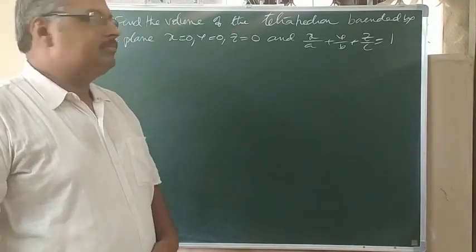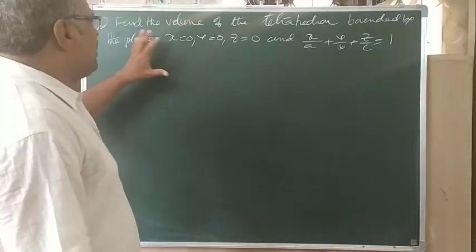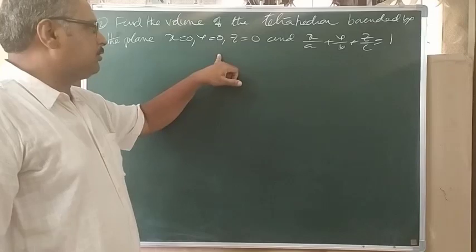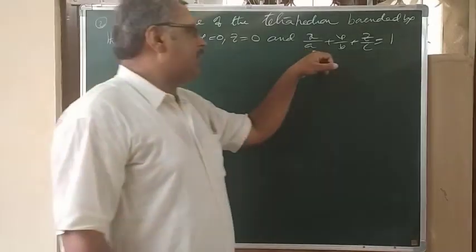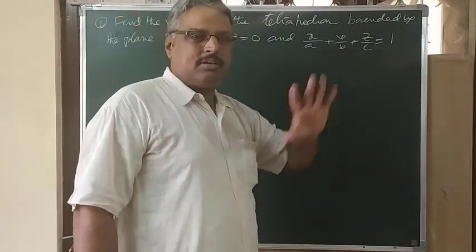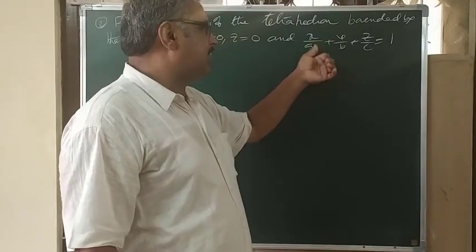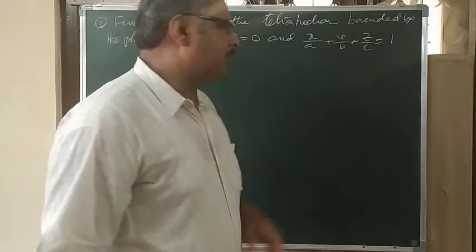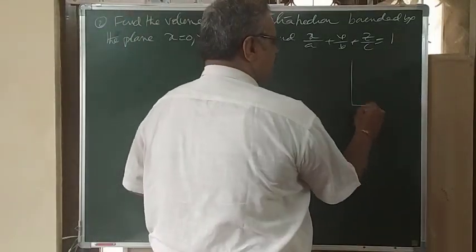Now second problem, a similar problem. Find the volume of the tetrahedron bounded by the planes x equals 0, y equals 0, z equals 0, and x by a plus y by b plus z by c equals 1. In the earlier problem, it was x by a plus y by a plus z by a equals 1. Now different values, same procedure.